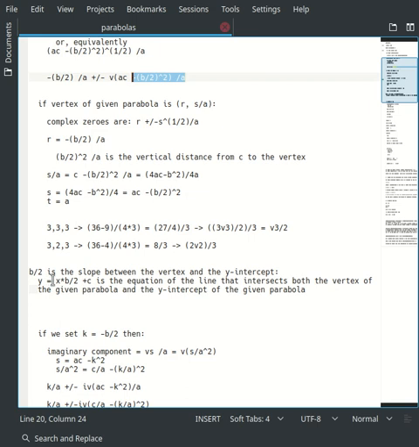Because the equation for that line is now going to be y equals x times b on 2 plus c, and you have the c there. If you plug in the real component, you get negative quantity b on 2 squared divided by a, plus c, which is exactly this. Okay, so that's where that's coming from. Because this is the line that intersects both the vertex and the y-intercept. Okay.